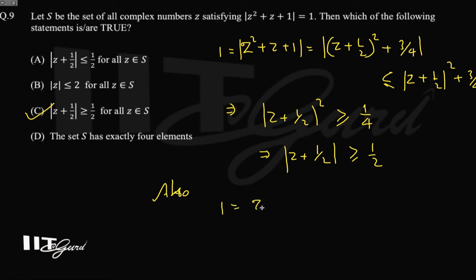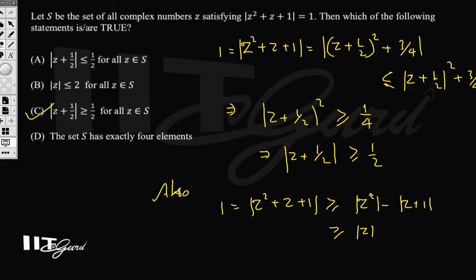That is 1 equals mod of Z square plus Z plus 1, and that will be greater than or equal to Z square minus of Z plus 1. So you separate by using triangular inequality here, and here you know this is mod Z plus 1. Now you can see that this will be greater than mod of Z square minus mod of Z plus 1, so mod of Z whole square, and Z plus 1.